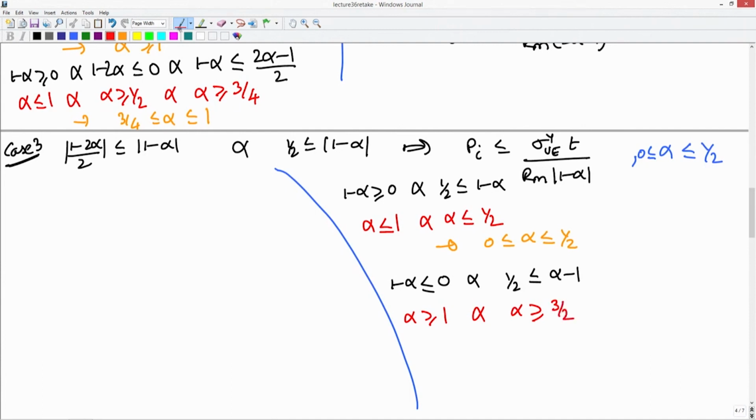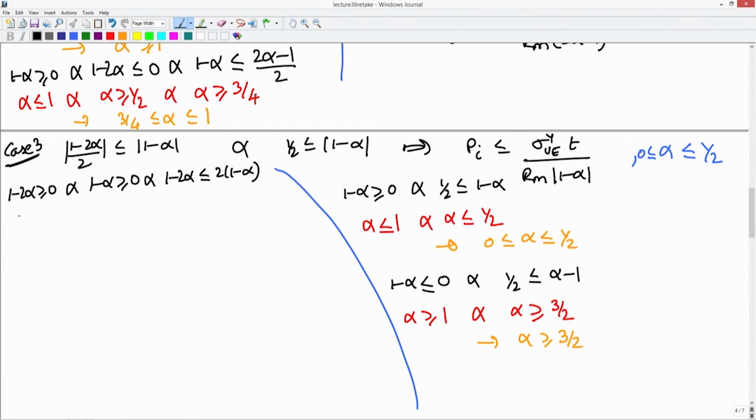Okay. This will imply that alpha must be greater than or equal to 3 by 2. Okay. These are two possible solutions here. Now coming on to the other side, just like before, let me assume 1 minus 2 alpha is greater than or equal to 0 and 1 minus alpha is greater than or equal to 0 and 1 minus 2 alpha, which is positive, should be less than 2 times 1 minus alpha, which is also positive.